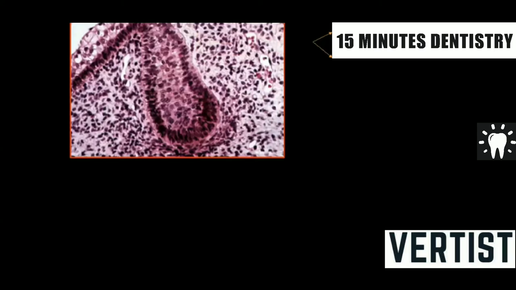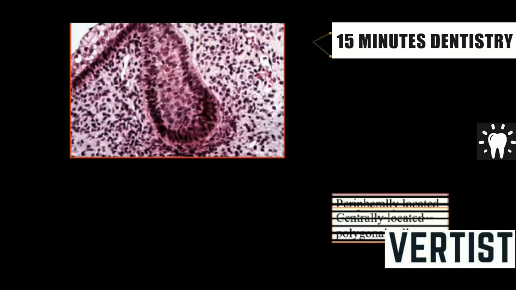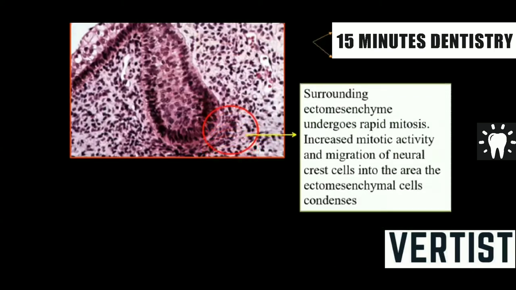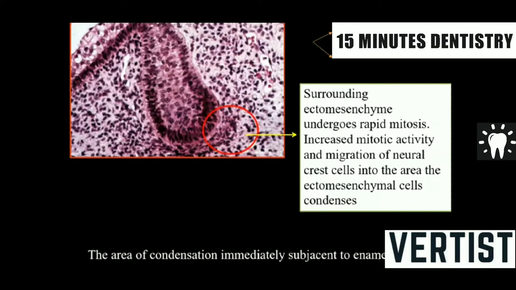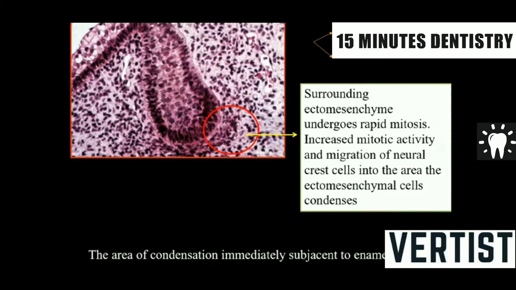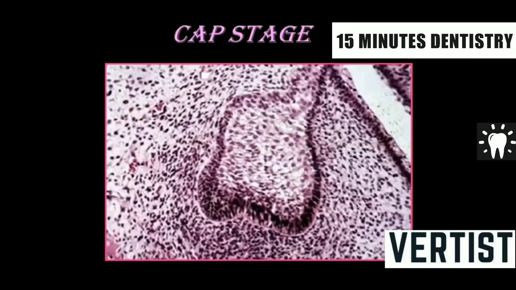So this is your bud stage. Then it is surrounded by ectomesenchyme, and the area of condensation immediately subjacent to the enamel organ is the dental papilla. After the bud stage, you get the cap stage.